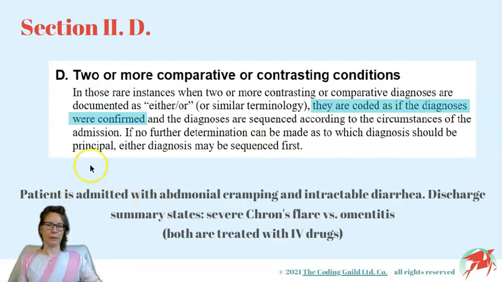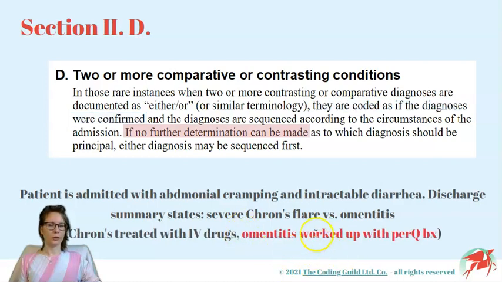An example: the patient is admitted with abdominal cramping and intractable diarrhea. The discharge summary states severe Crohn's flare versus omentitis. The treatment was the same for both conditions, IV drugs. As the treatment was the same and there is no further indication on which one bought the hospital bed, either can be assigned as principal diagnosis. But however we decide, both will need to be coded for.